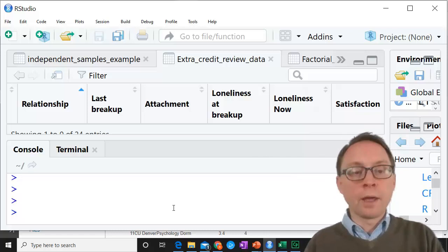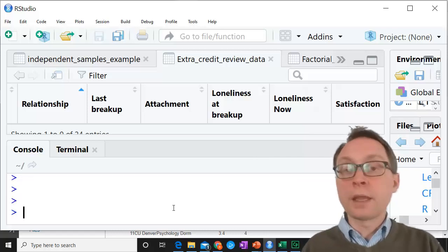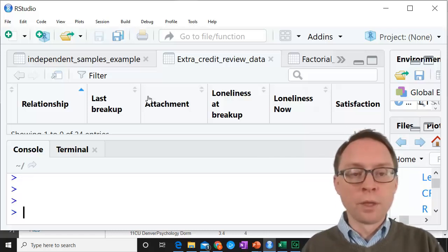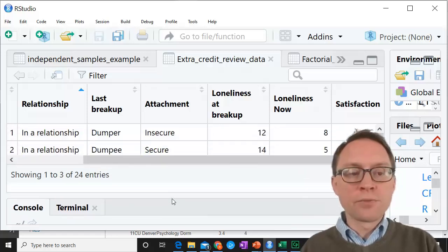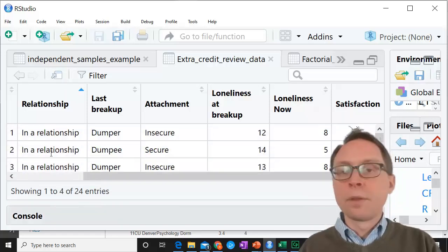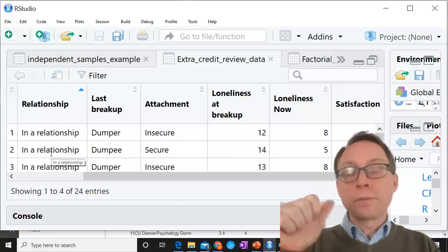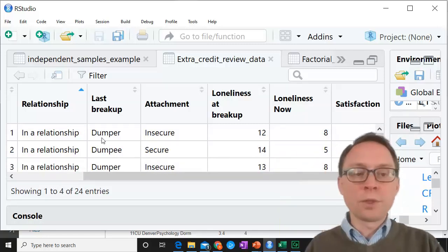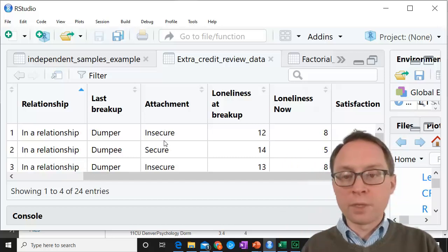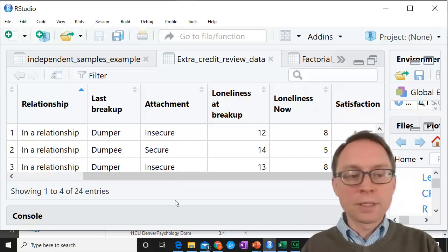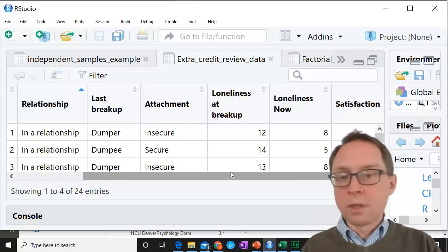Okay, let's go ahead and look at some of the data that we looked at in the last video that you worked with. This is the one that has the information for whether you're in a relationship, not in a relationship, single, or it's complicated, whether you're a dumper or a dumpee, and your attachment style right here. So let's look at our hypothesis and see what we can have for our possible hypothesis.